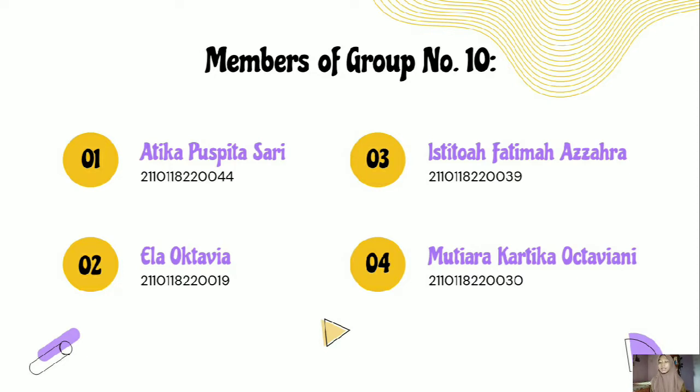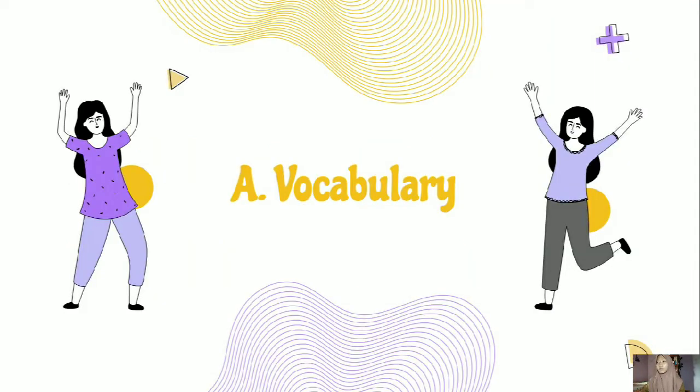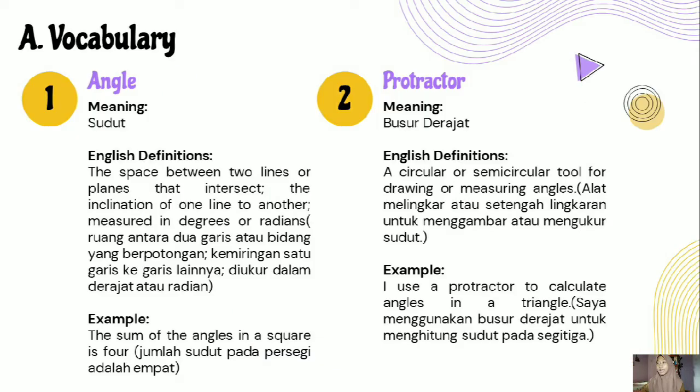Here I will present the material for the 6th meeting in the English Mathematics course through PowerPoint. And first, about vocabulary. Number 1, angle. Meaning in Indonesian language is sudut. English definition: the space between two lines or planes that intersect, the inclination of one line to another, measured in degrees or radians. Example: the sum of the angles in a square is 4.